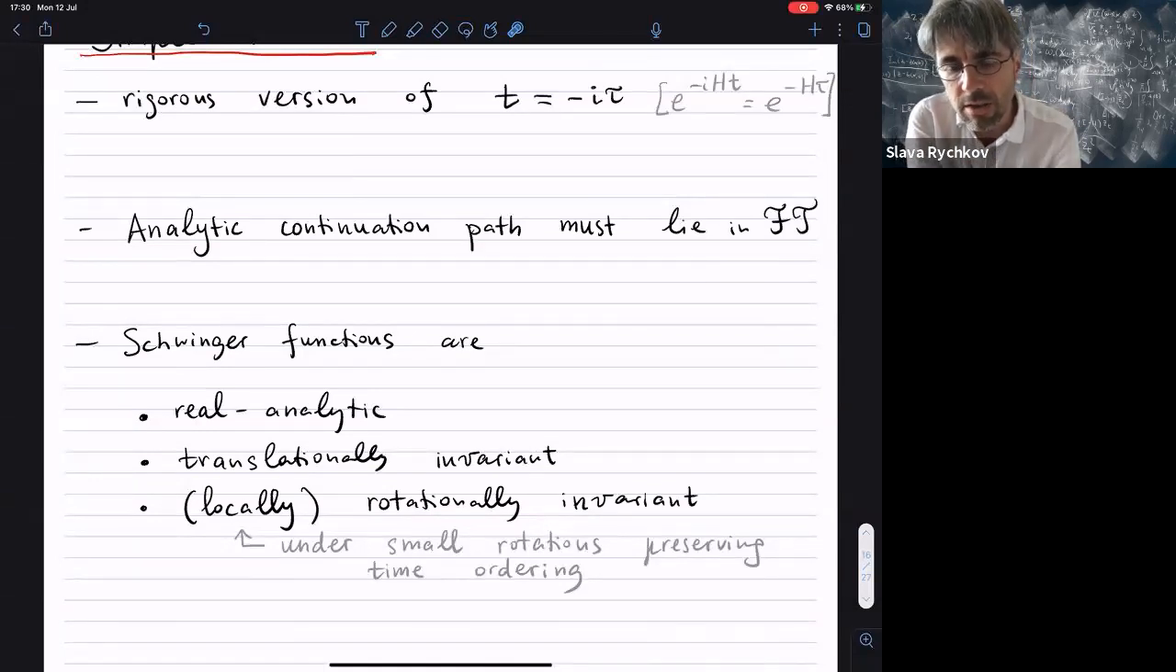Infinitesimal rotation invariance follows because our Wightman functions were Lorentz invariant, in particular infinitesimally Lorentz invariant. When you do the analytic continuation, infinitesimal Lorentz invariance becomes infinitesimal rotational invariance of Schwinger functions. The reason I say locally is that we defined our Schwinger functions so far only for time ordered configurations, which means that when you do a finite rotation, you better preserve the ordering you're imposing. Because if the ordering is violated, then you have to think how to interpret this.